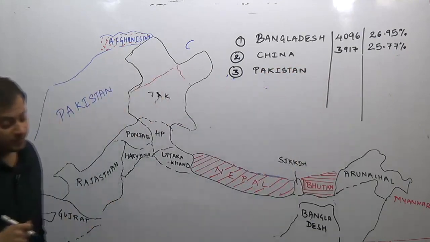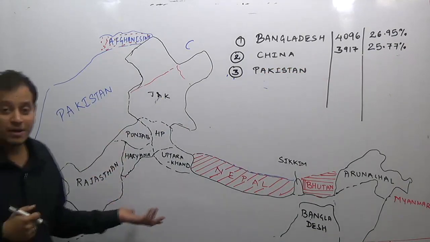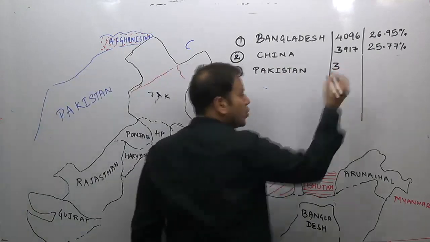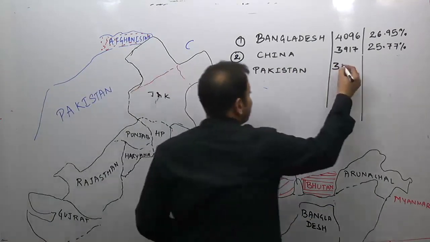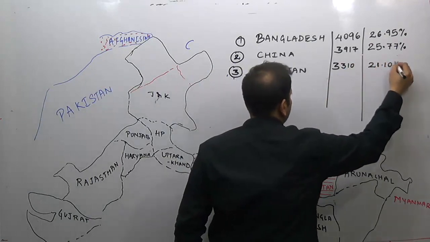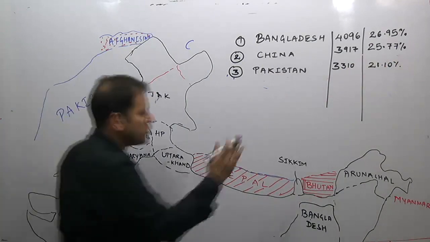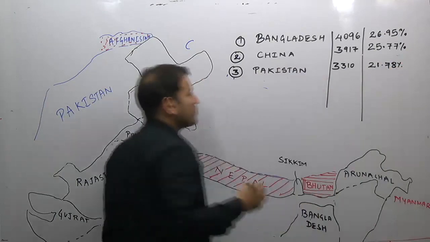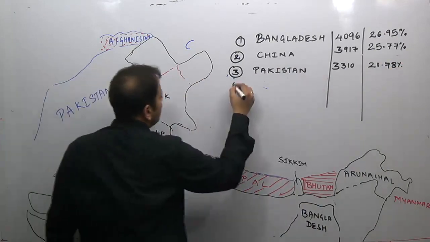After China, we share the next boundary with Pakistan. Around 3,310 kilometers of India's boundary is shared with Pakistan, which comes to around 21.78%. Then you don't have to remember the facts of the others.